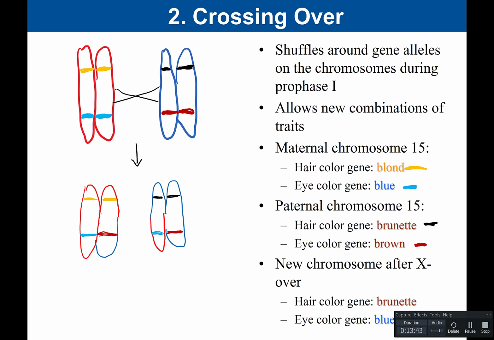That again is a unique color, right? A unique combination, the brown hair and the blue eyes. Or you could give brown hair, brown eyes. So crossing over allows us to get new combinations that weren't possible before. And so this introduces more genetic variation.